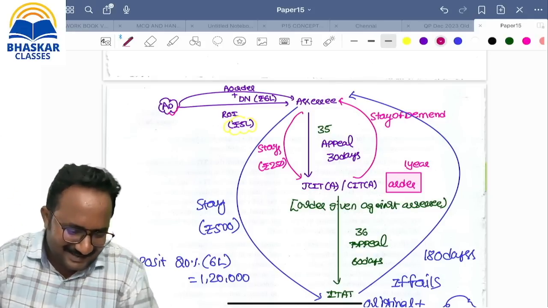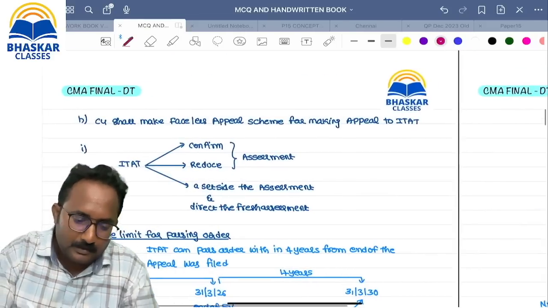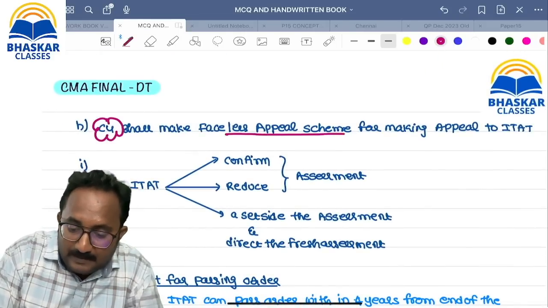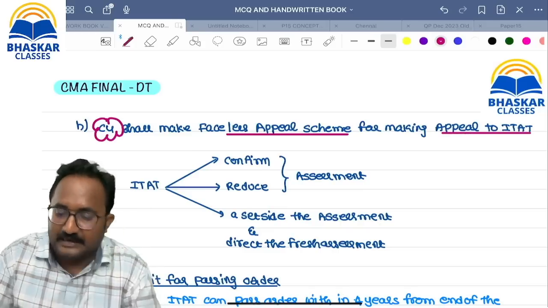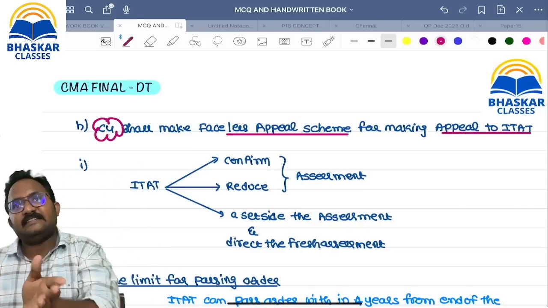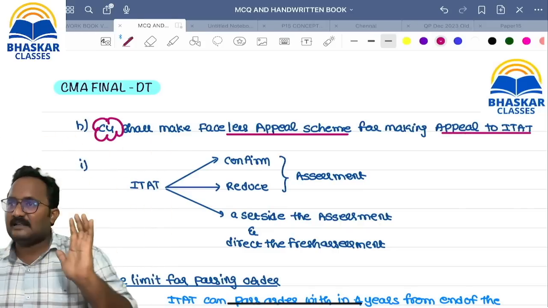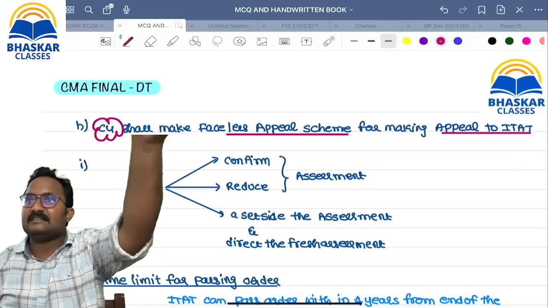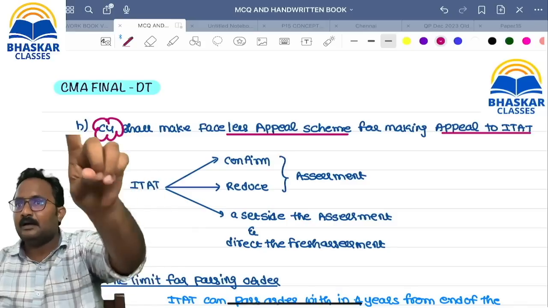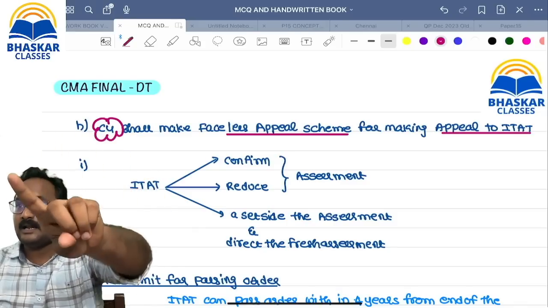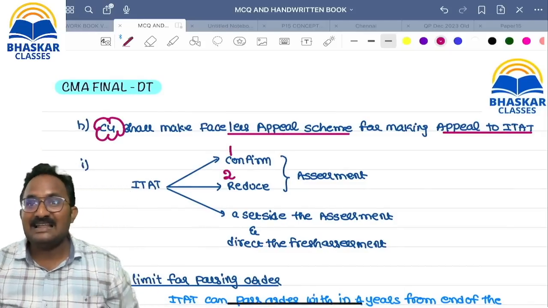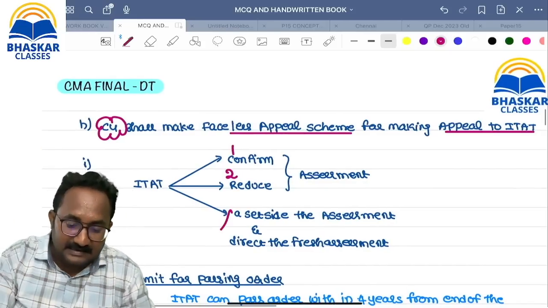Okay. Now, remember, ma. Central government is notifying the faceless appeal scheme for making an appeal before the ITAT also. Previously we discussed that in front of JCIT and CIT, we can make appeals in a faceless manner. Here also we have it faceless. Remember, what is the power of JCIT and CIT? Confirm, enhance, reduce. In case of a 144 assessment order, set aside and direct a fresh assessment. Here, confirm is there, reduce is there, enhancement is not there, remember. And set aside and direct the fresh assessment is there.